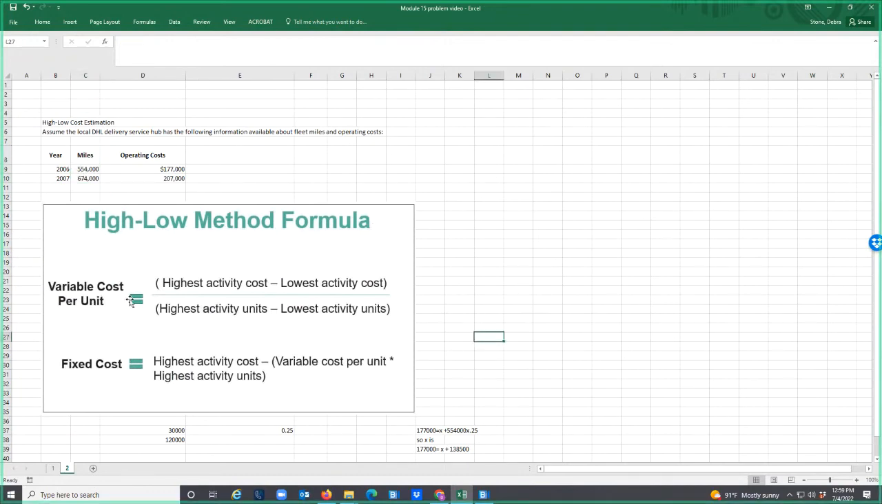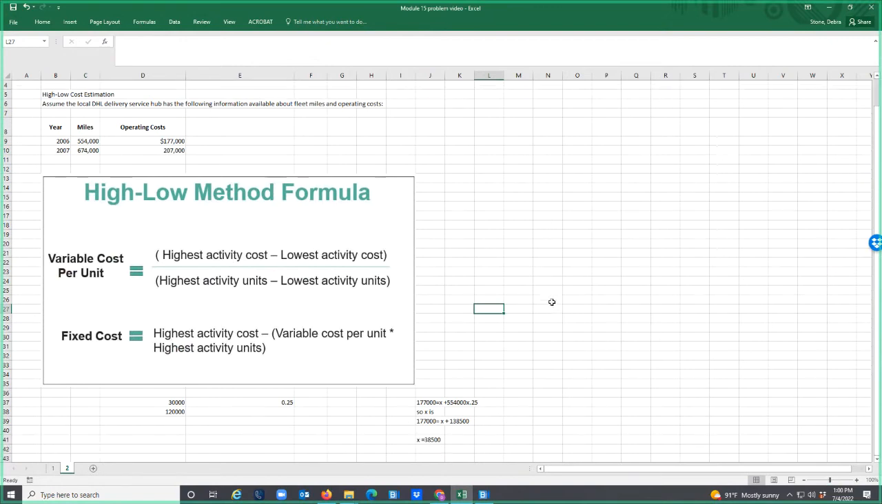Now, to get the variable cost per unit, I'm going to take the highest activity cost minus the lowest, over the highest units minus the lowest. It doesn't really matter whether you pick the high or the low point. We only have 2 points here, but I'm telling you there would be multiple points. Remember, always use the volume column to pick the high or the low. You're going to pick 1 and 2.